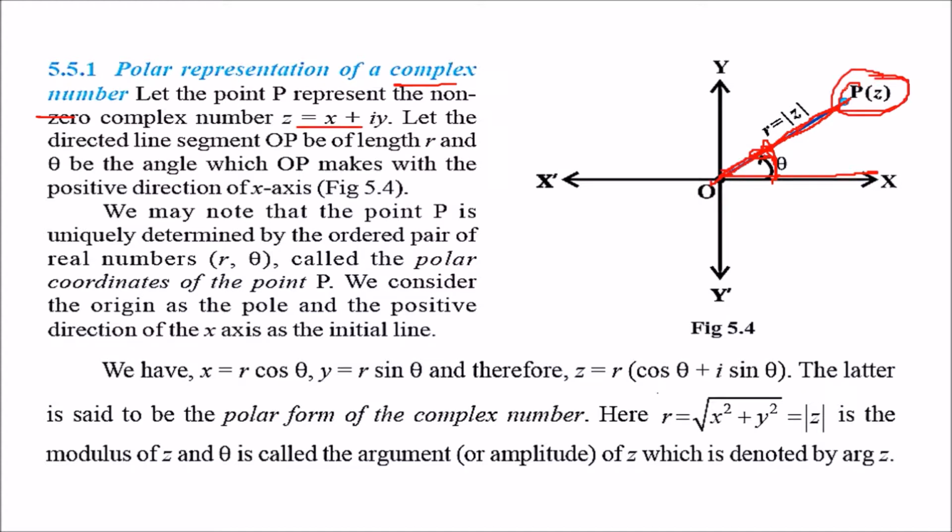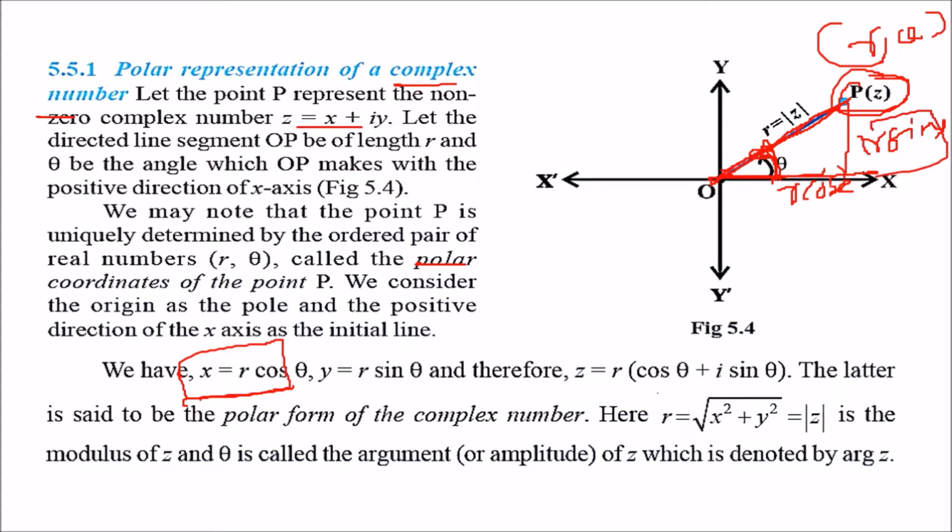So this point P can also be uniquely represented as (r, theta), which is called the polar coordinates of point P. And this x is given by r cos theta. How? Because this is r, this is theta, so this will be r cos theta, and this will be r sin theta. So x is r cos theta, and y is r sin theta. So ultimately what you get is z is equal to r(cos theta plus i sin theta). We have replaced x and y with r cos theta and r sin theta.